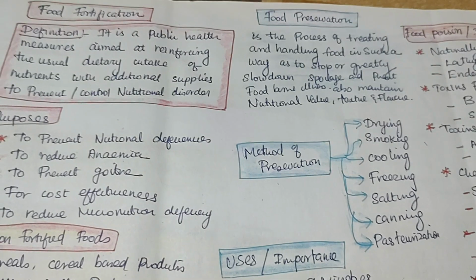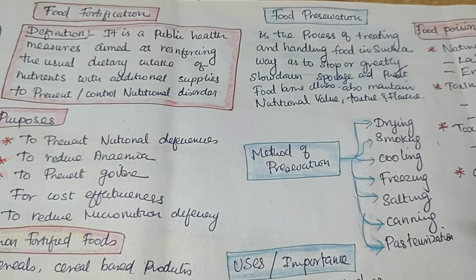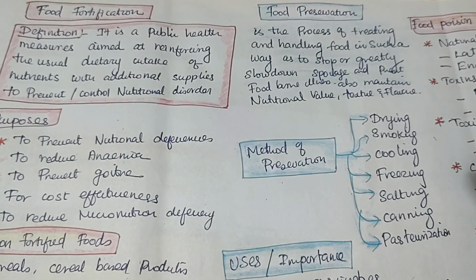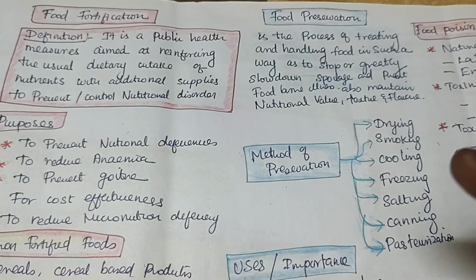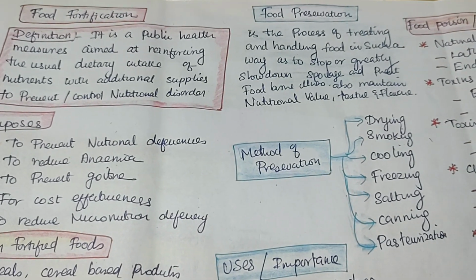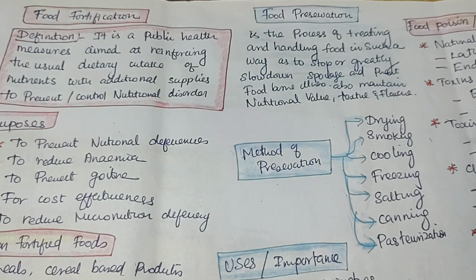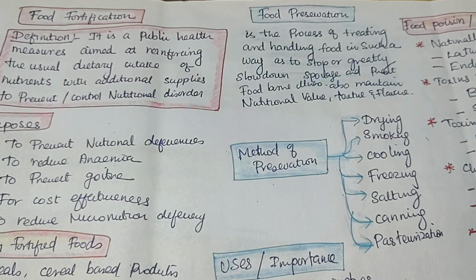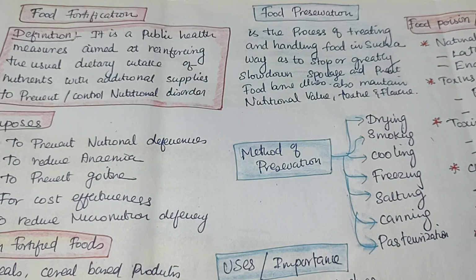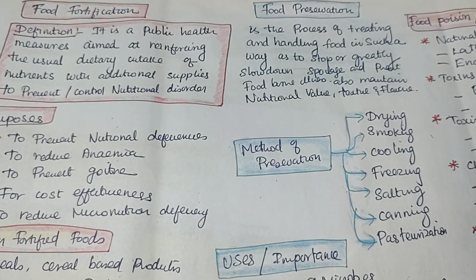Let us see what is called food preservation. Mainly food preservation: a mango, for example, comes in only one season, a seasonal fruit. Some fruits have a particular cultivation season, but with the help of preservation you can eat them throughout the year. For that we have the following methods. It is a process of treating and handling food in such a way as to greatly slow down spoilage, to prevent foodborne illness, and maintain the nutritional value, and also for cost effectiveness.